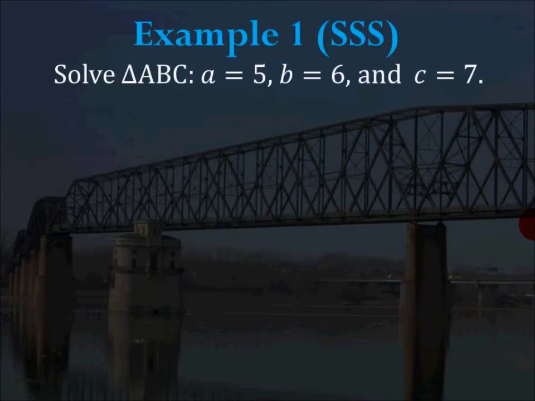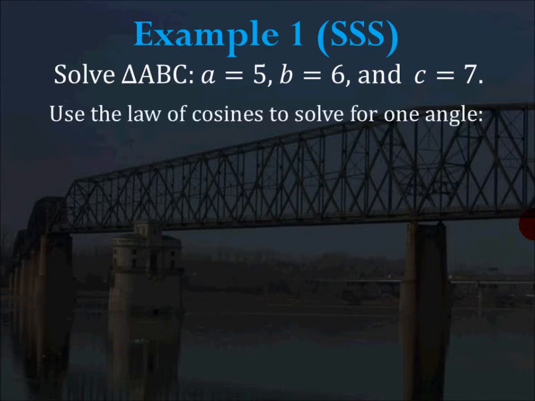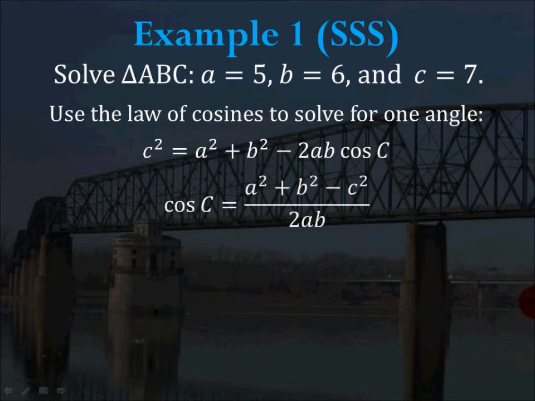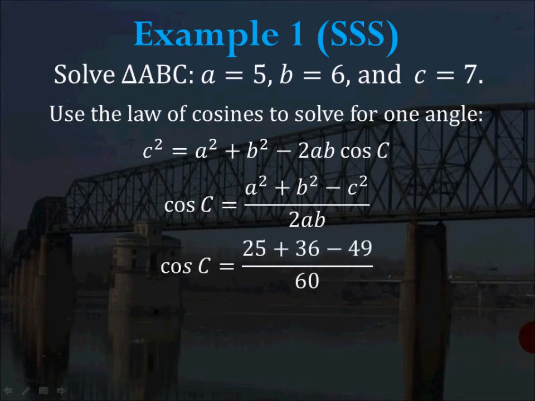Example 1, this is an SSS case. You have side A is 5, side B is 6, and side C is 7. So let's follow the approach that I gave you on the previous slide. Use the law of cosines to solve for one of the angles. It doesn't really matter which one you pick. I'll solve for angle C because this is the most familiar form of the law of cosines formula. So you just plug in the numbers for cosine C. You can do this first, which is what I did. And you get cosine C is 0.2, which means C has to be 78.5 degrees.